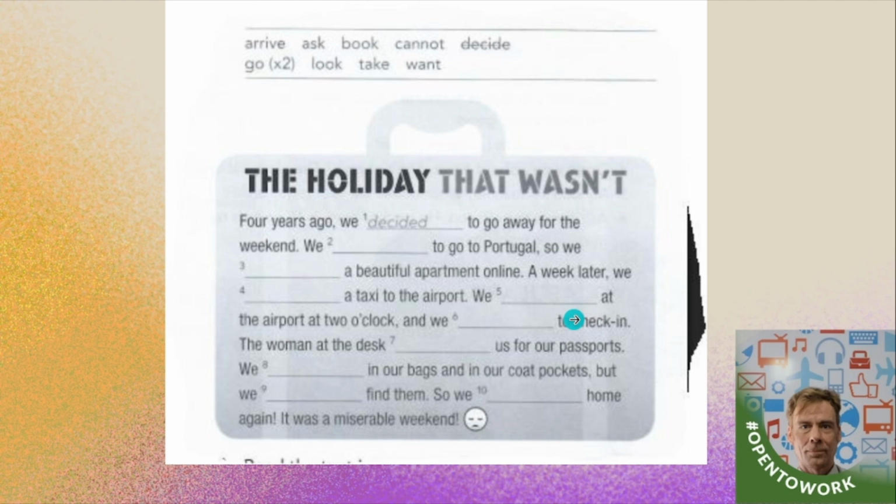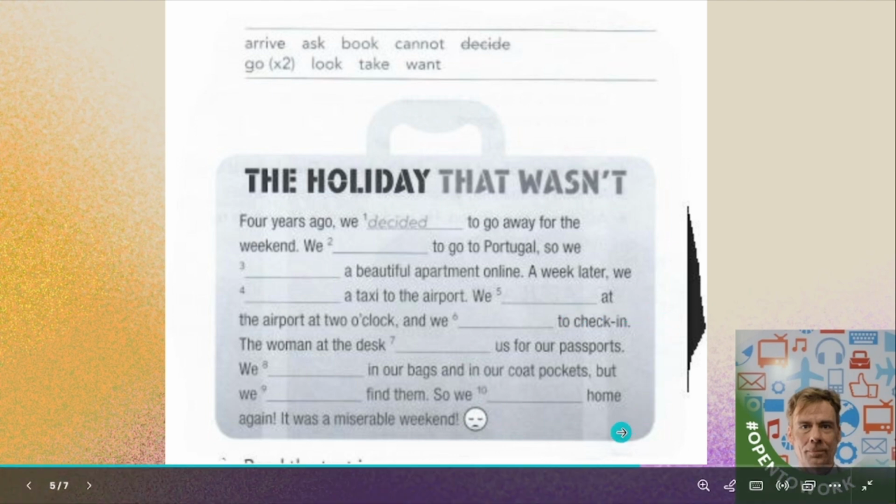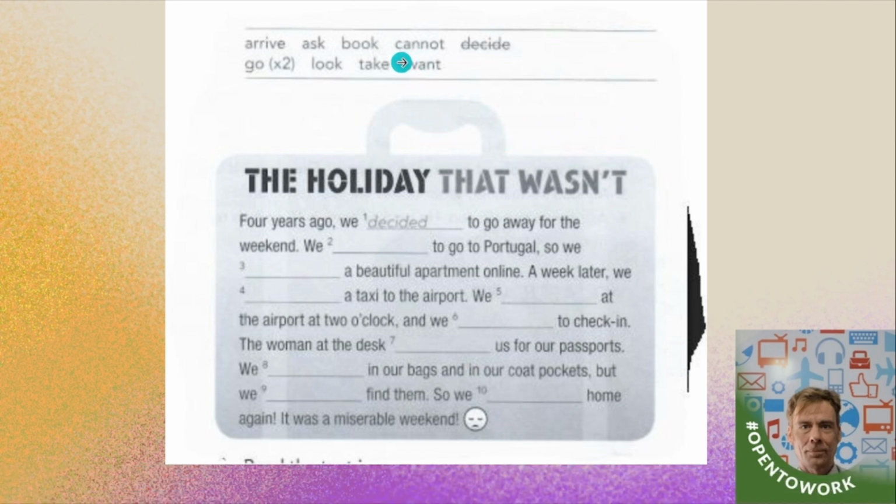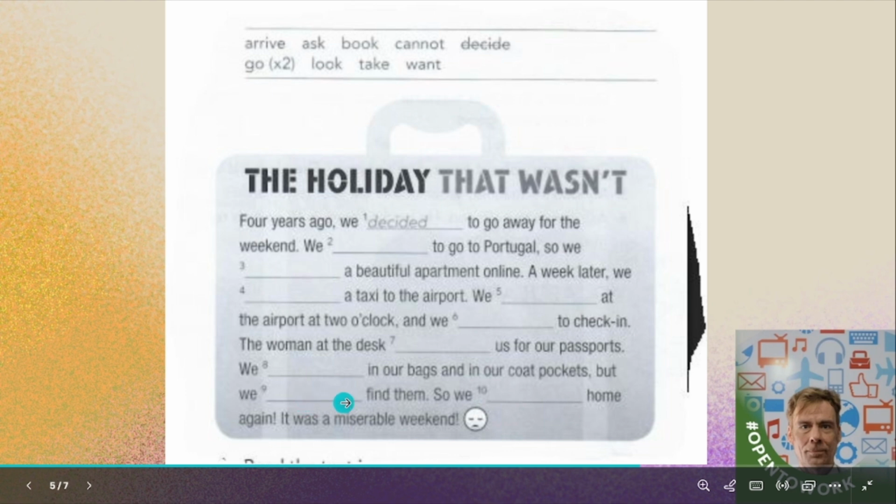We looked in our bags and in our coat pockets, but we find them. This is a negative, cannot. So, irregular verb, we couldn't find them. So we home again. Only one verb left, that is the second go, so we went home again. It was a miserable weekend. That sucks.